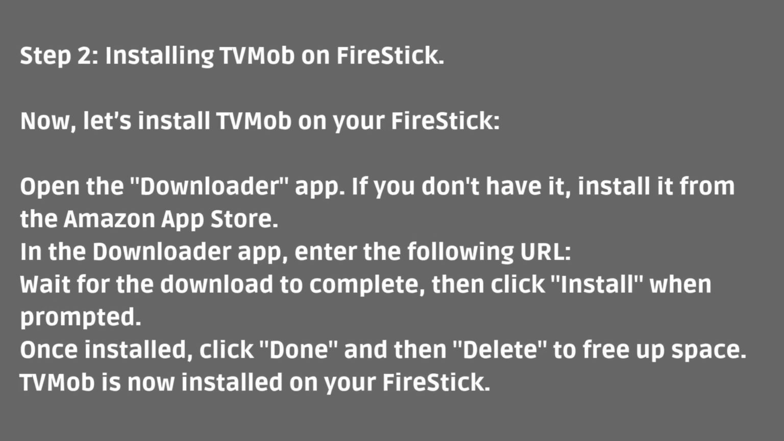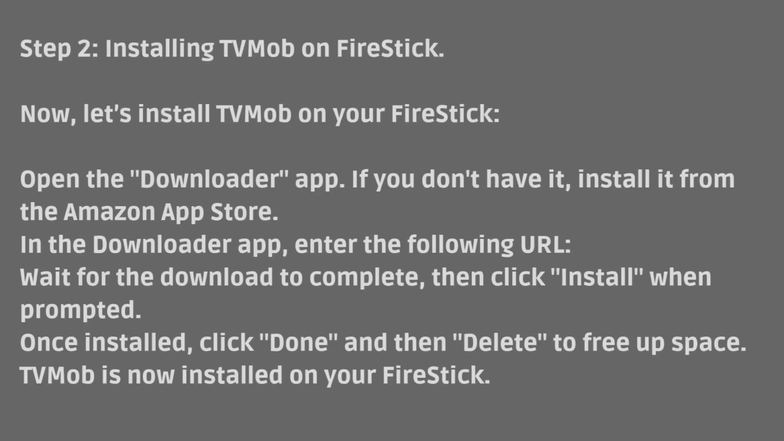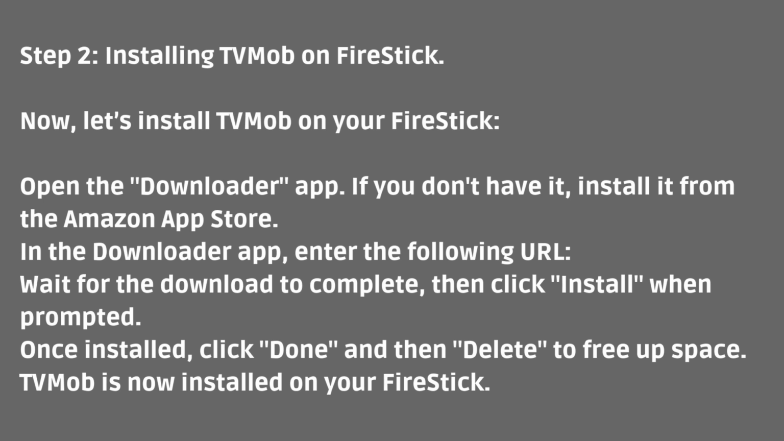Step 2. Installing TVMob on FireStick. Now, let's install TVMob on your FireStick. Open the Downloader app. If you don't have it, install it from the Amazon App Store. In the Downloader app, enter the following URL. Wait for the download to complete, then click Install when prompted. Once installed, click Done and then Delete to free up space. TVMob is now installed on your FireStick.